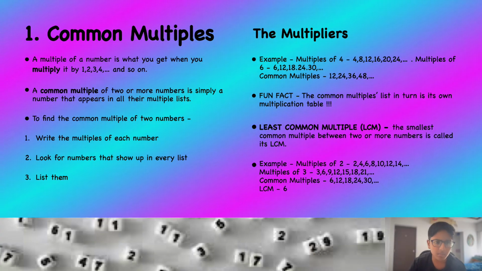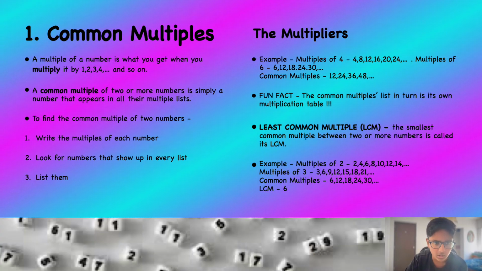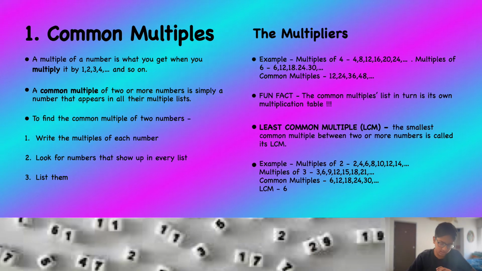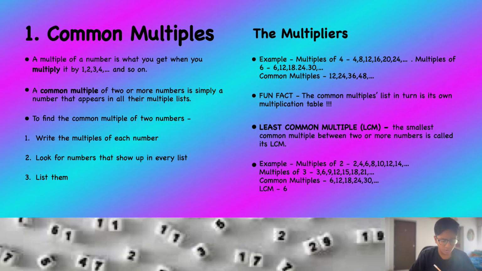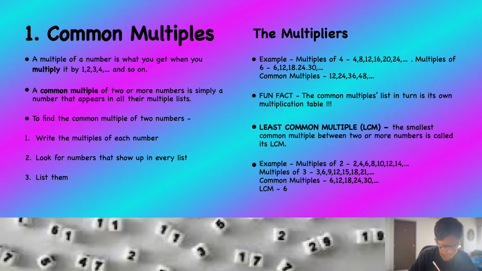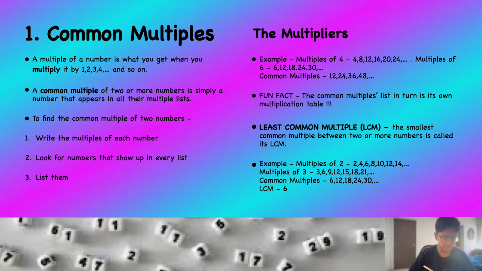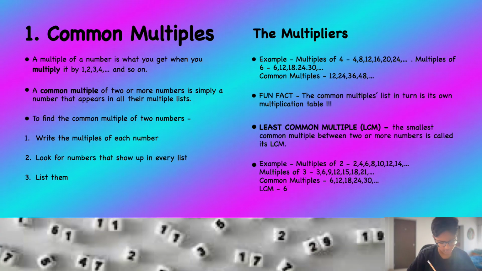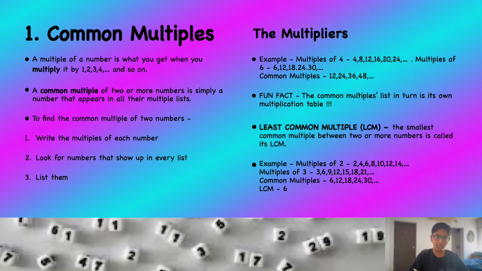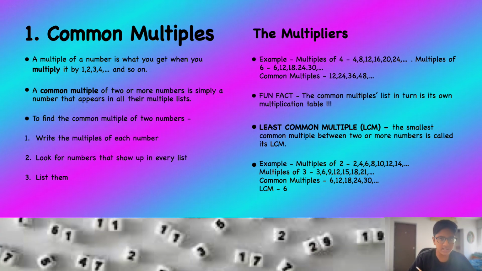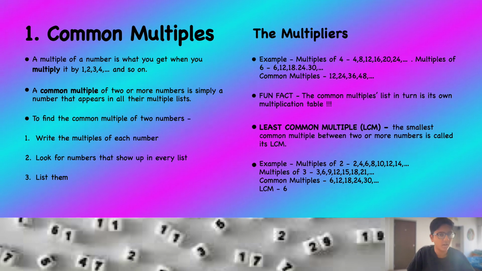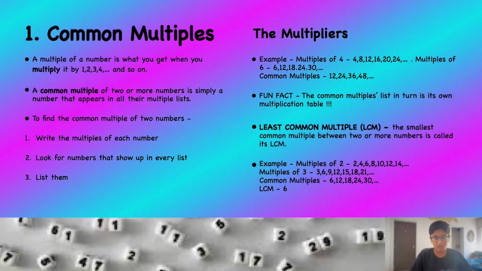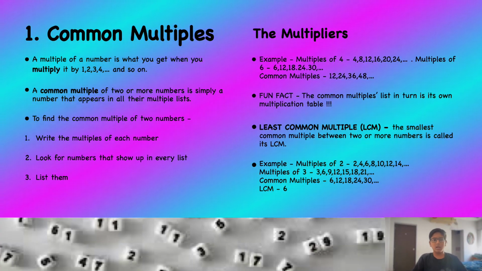A common multiple of two or more numbers is simply a number that appears in all their multiple lists. Now, the 4 table is 4, 8, 12, 16, and 20. The 5 table is 5, 10, 15, 20, 25. We can see that 20 is repeated in both of them. So, we can say that one of the common multiples of 4 and 5 is 20. And after 20 you can get 40, 60, 80, and so on.